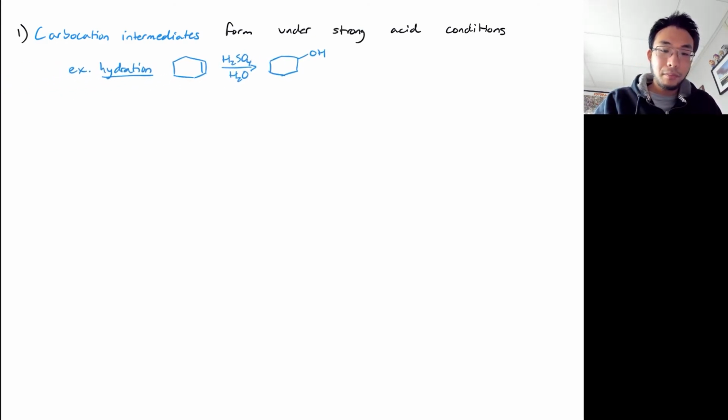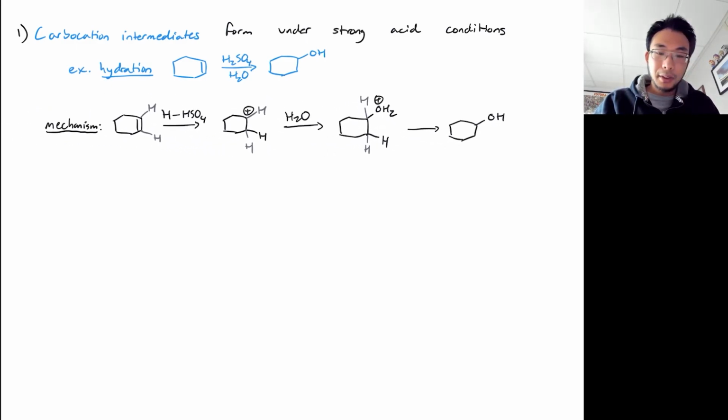So for example, this is a hydration reaction where overall I have a double bond here, and I'm overall adding a molecule of water across the double bond. I say that I'm adding a water molecule across the double bond because I have the OH added to the top carbon, and then a second hydrogen is added to the bottom one. So in essence, I've added H2O. The mechanism for the reaction looks like this here.